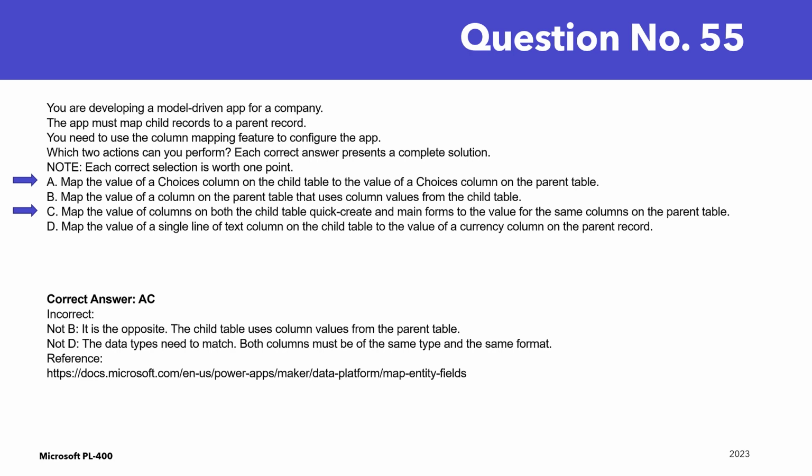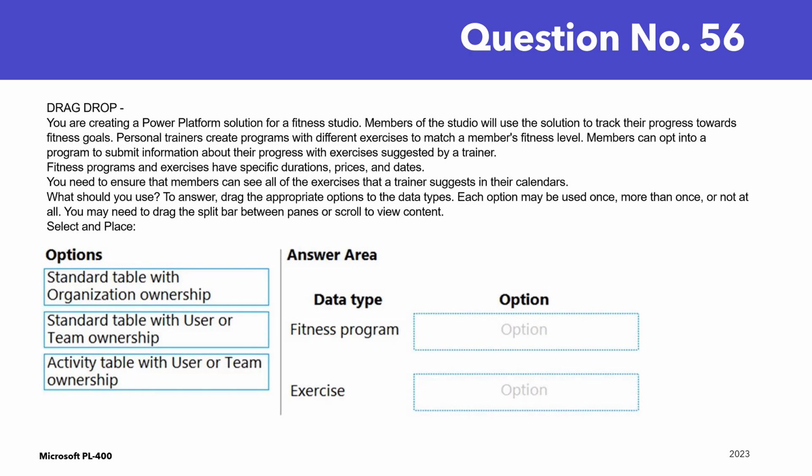You are creating a Power Platform solution for a fitness studio. Members of the studio will use the solution to track their progress towards fitness goals. Personal trainers create programs with different exercises to match a member's fitness level. Members can opt into a program to submit information about their progress with exercises suggested by a trainer. Fitness programs and exercises have specific durations, prices, and dates. You need to ensure that members can see all of the exercises that a trainer suggests in their calendars.